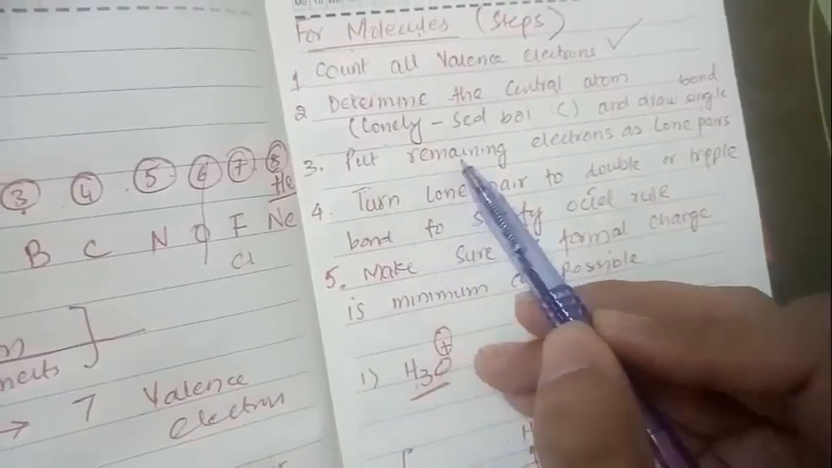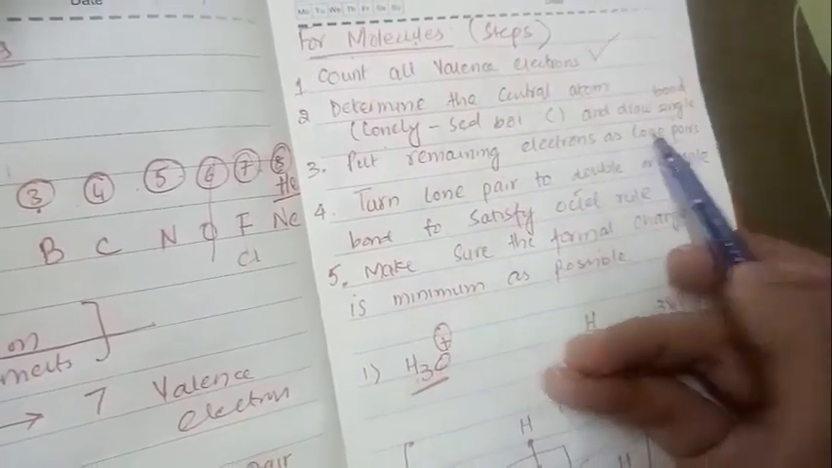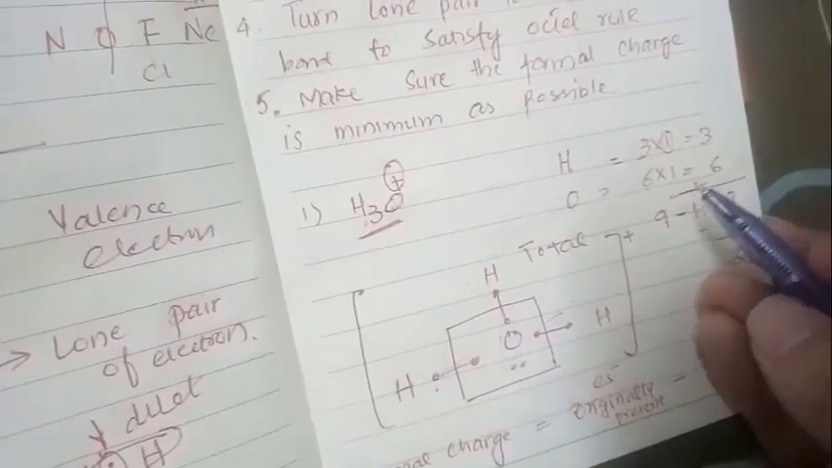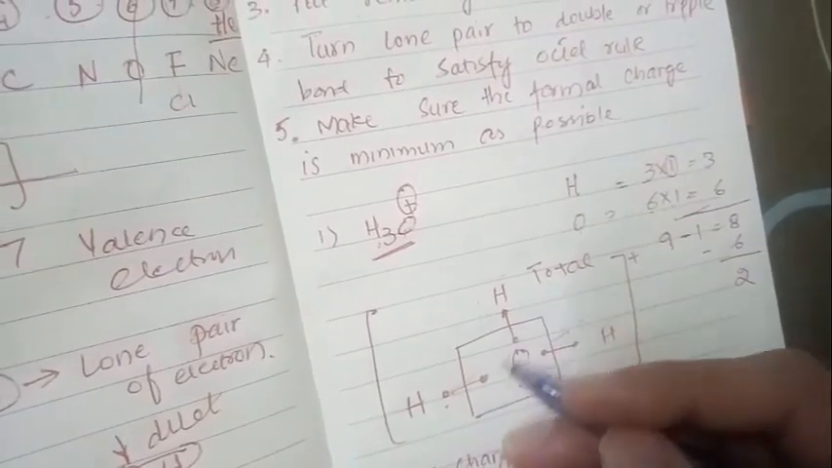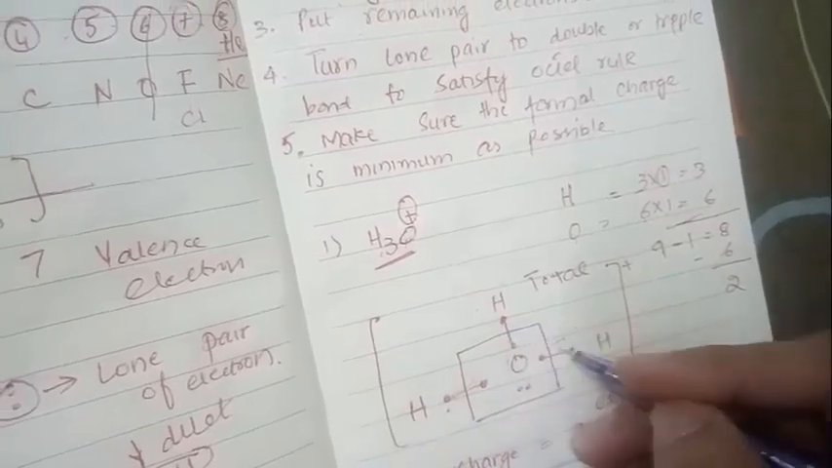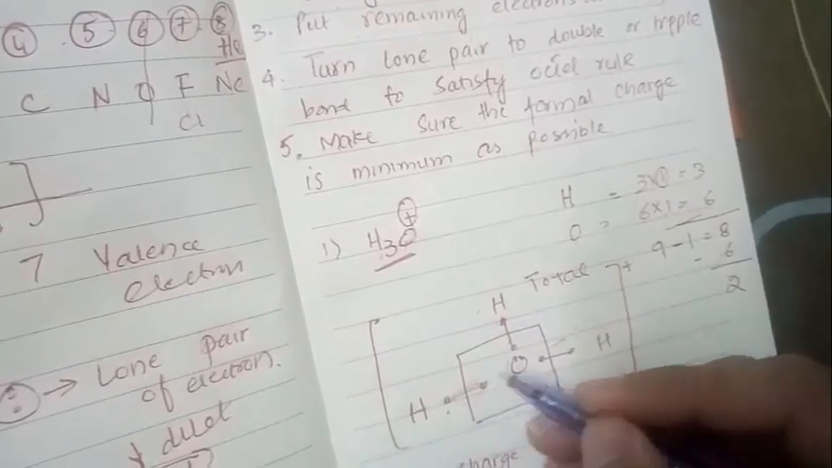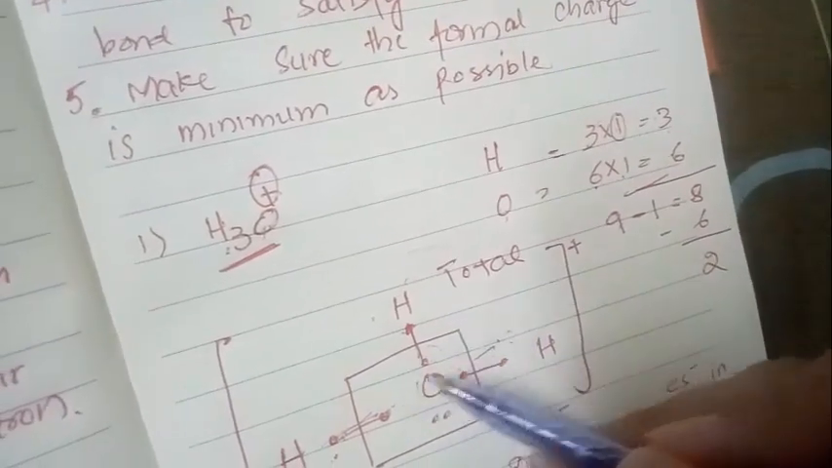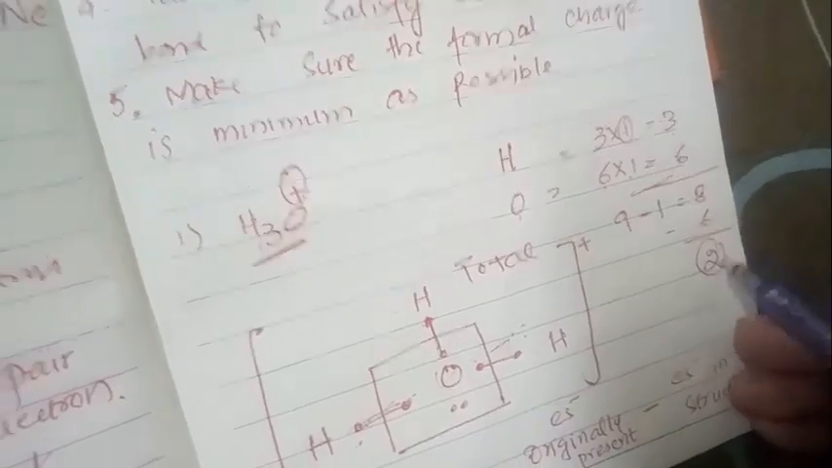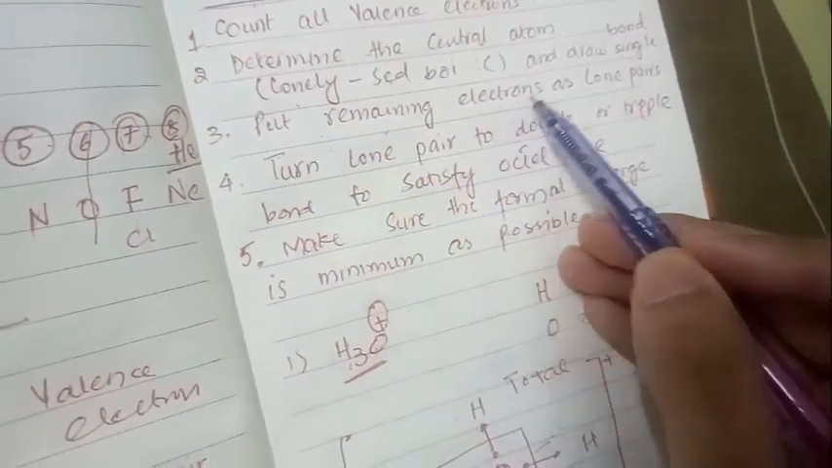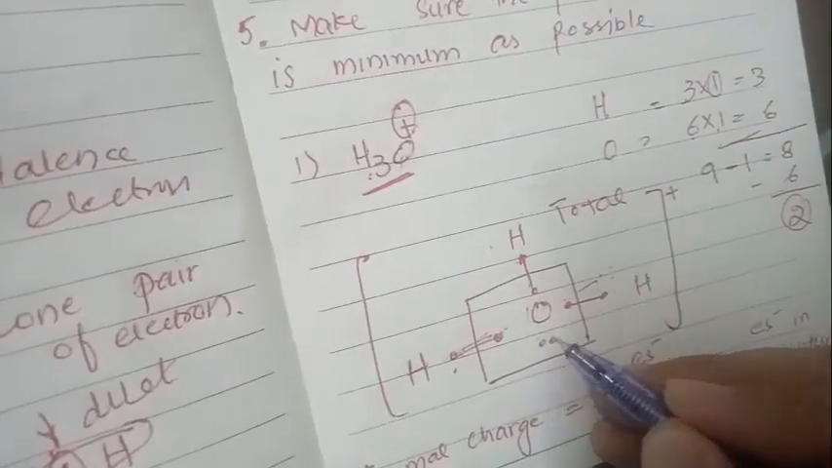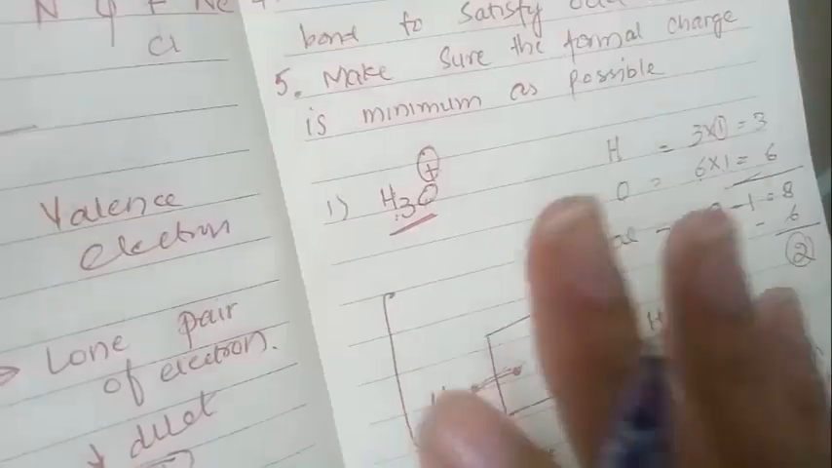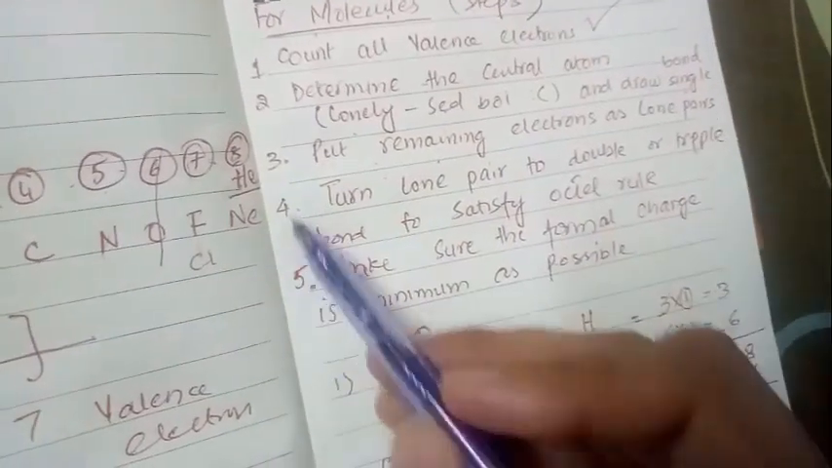Now count the remaining electrons and put them as lone pairs. Firstly, let's see how many electrons I have already used. I have used 1, 2, 3, 4, 5, 6 electrons, because each single line means 2 electrons, just as I've already told you. So I have 8 available, and 6 I have used by drawing the single lines. Now I have 2 electrons left. The step says to put the remaining electrons as lone pairs, so I put the remaining electrons as a lone pair. That's it.